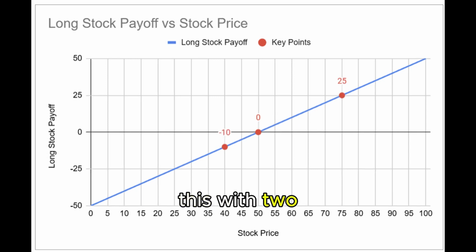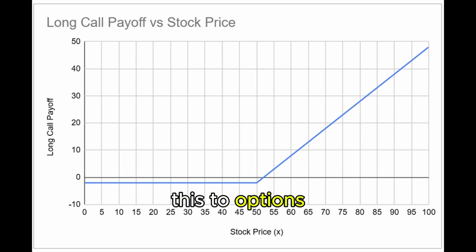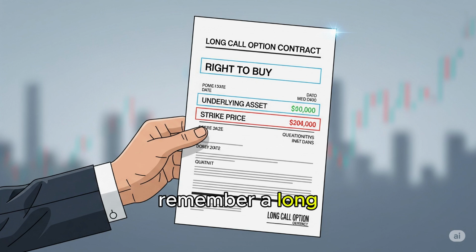Let's look at this with 2 simple examples. If the stock price drops to $40, you would be at a loss of $10 per share. Conversely, if the stock price rises to $75, you would have a profit of $25 per share. Now let's apply this to options, starting with a long call option. Remember, a long call gives you the right to buy stock at a specific strike price.